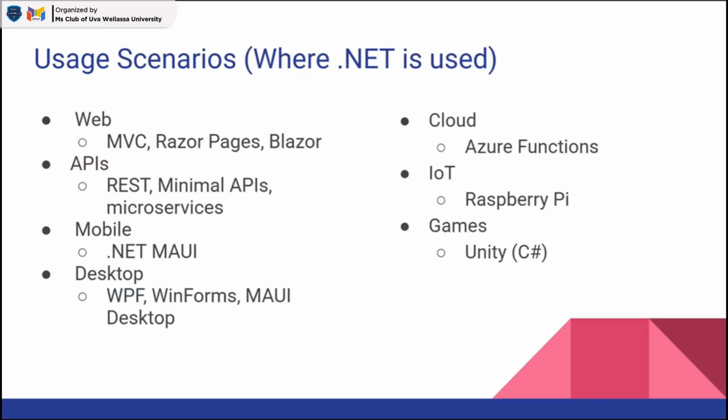Right. Okay. Let's discuss a little bit about what we can do with .NET. This is a small list. There are a lot of things we can do with .NET, and mainly we are using .NET for web applications. We can write web applications using MVC with Razor Pages, and there is a new feature coming with .NET called Blazor.